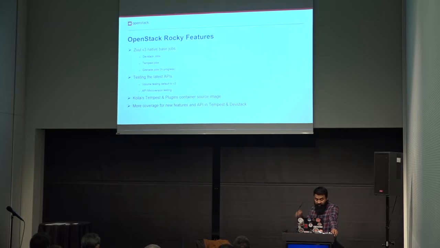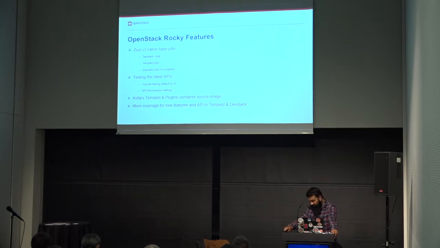And next is testing the latest APIs. One is that we did volume testing on the gate. We defaulted it to the v3 APIs. Previously it was the v2 APIs, and the v2 API in Cinder is deprecated and v3 is the latest. So we moved all the default testing to the v3 APIs, and we have a single job running the v2 API test cases. So we make sure that v2 is also working fine, but everything else tests the latest API, which is v3.